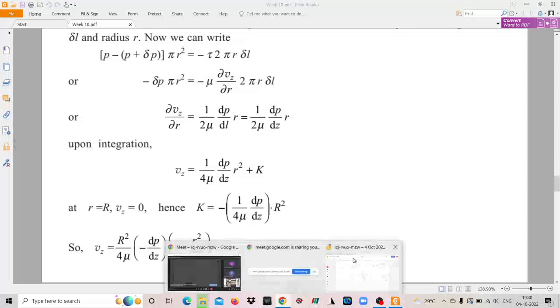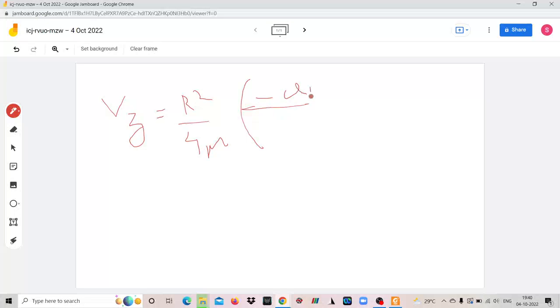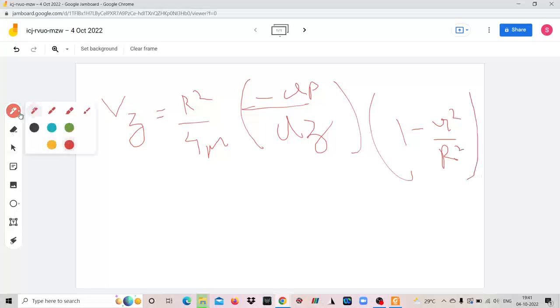The expression for Vz. That's why I have taken up this problem, to highlight this point. It is very important even from competitive exam points of view. Expression for Vz: Vz is equal to R square by 4 mu, minus of dp by dz, into 1 minus r square divided by R square. And this first part is nothing but the Vz max.